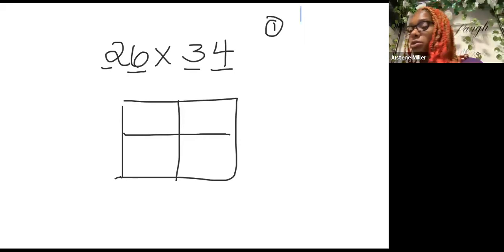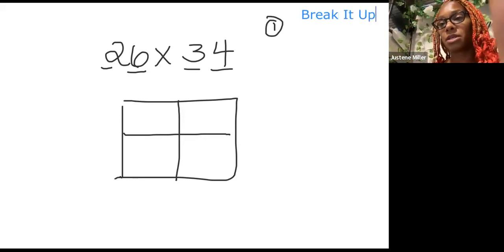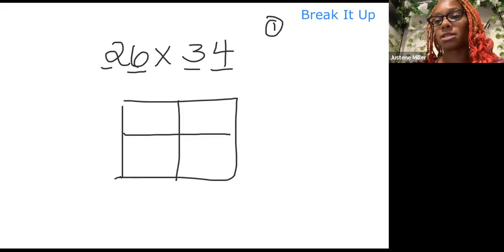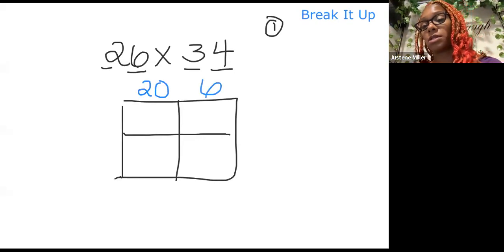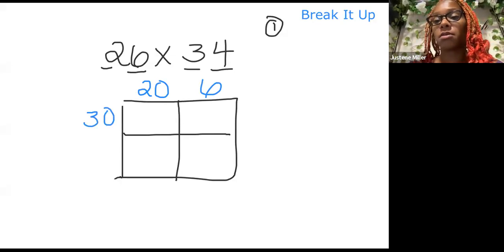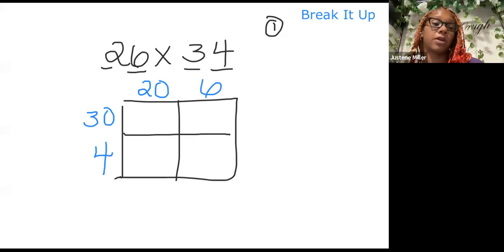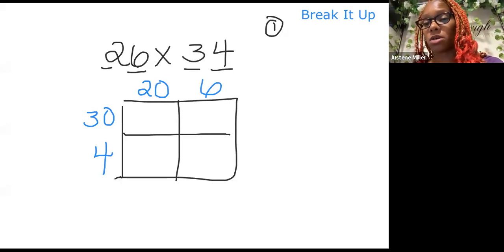Step number 1 is to break it up by its place value. Once we do that, we're going to fill it up, but let's break it up first. Let's break it all the way down. I have 26, so at the top I'm doing 20, the value of the 2, and 6, the value of the 6. On the side, 30, the value of the 3, and 4. So I broke up each factor by its place value, and step number 1 is taken care of.